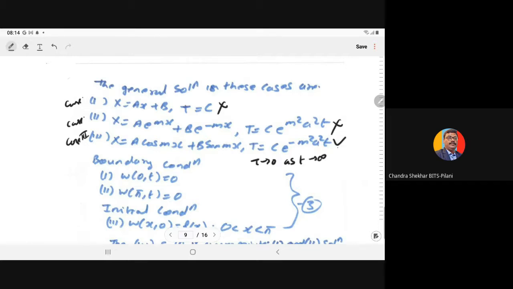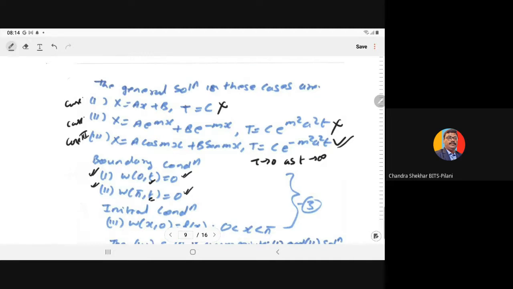So this is the case which we can consider. Now, using this solution, we will proceed with the boundary conditions. What are the boundary conditions? At x equal to 0, whatever the time, our temperature is 0. At x equal to pi, whatever the time, the temperature is 0.